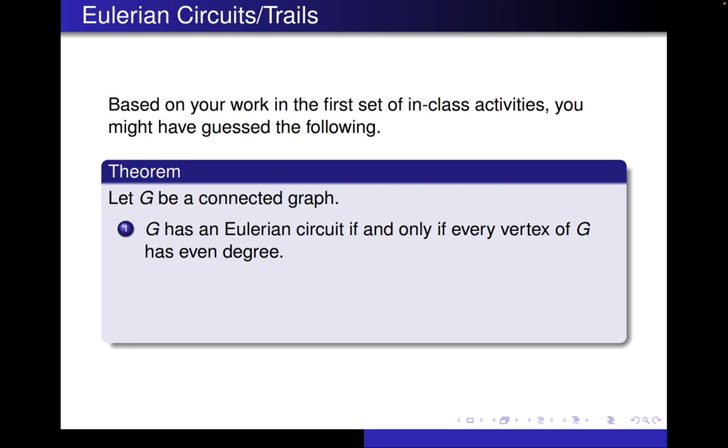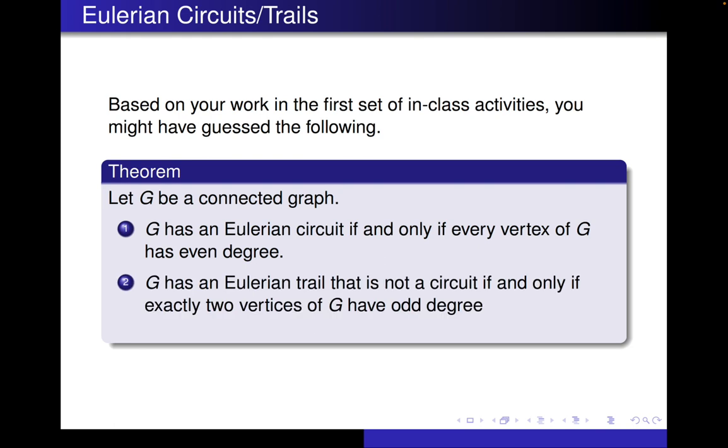So you need even degree on every vertex to have an Eulerian circuit, and it turns out that having an even degree at every vertex is precisely what we need for an Eulerian circuit. That's the if and only if part. And this one's a little more sneaky. G has an Eulerian trail that is not a circuit if and only if exactly two vertices of G have odd degree. And what that means is, other than those two that have odd degree, the rest have to have even degree. So you can't have two vertices that have odd degree and then another one that has odd degree. Exactly two vertices of odd degree, and then the rest have even degree.